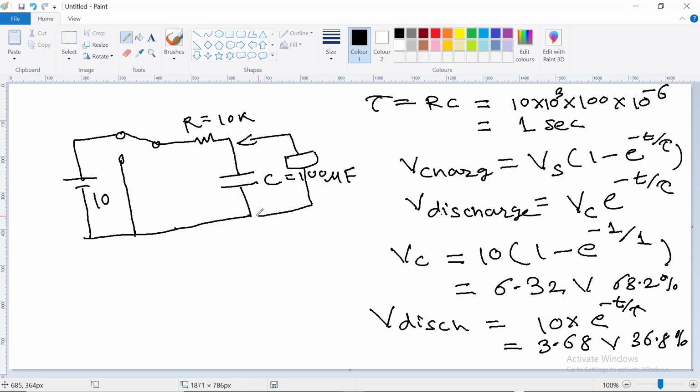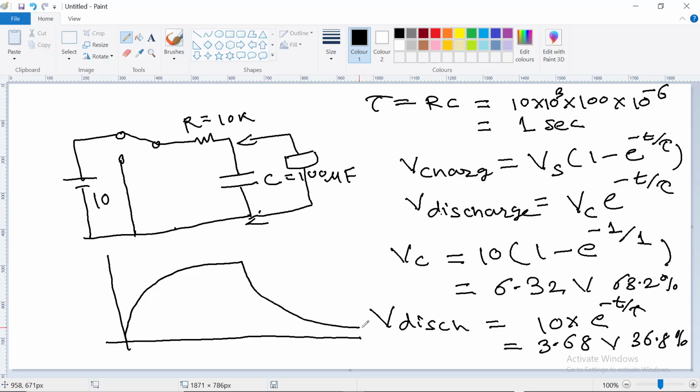So if we connect an oscilloscope here and observe the graph of voltage across the capacitor, what will we get? We will get such a type of graph. It will start initially fully charged, and again it will get fully discharged down to 0.